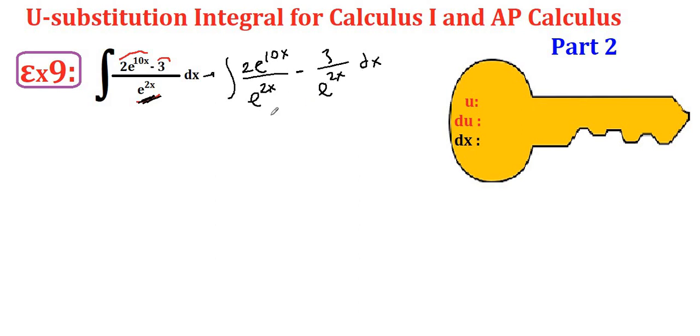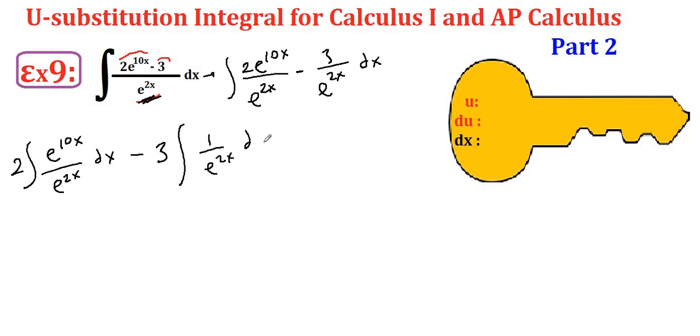Now we separated the integrals. Let's treat them separately. So we have an integral. We can pull this 2 in front of the integral sign, e to the 10x over e to the 2x dx, minus we have another integral where we can pull 3 in front of the integral sign, 1 over e to the 2x dx. And if you divide e to the 10x by e to the 2x, you obtain e to the 8x. 10x minus 2x is 8x.